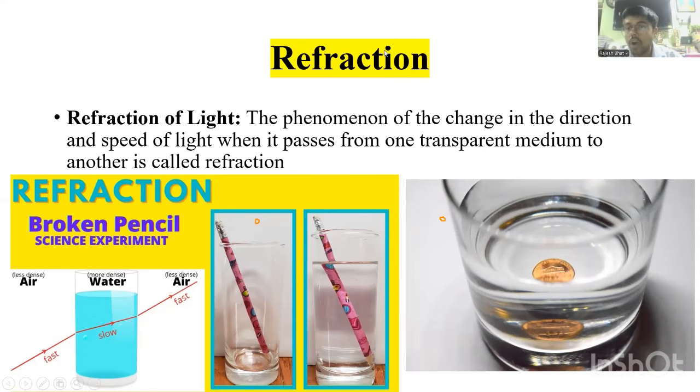In 1 second it will go how much? 3 lakh km in 1 second. That is the speed of light, that is in vacuum. But when this same light goes inside water, it will decrease the speed. It goes inside diamond, decrease the speed.